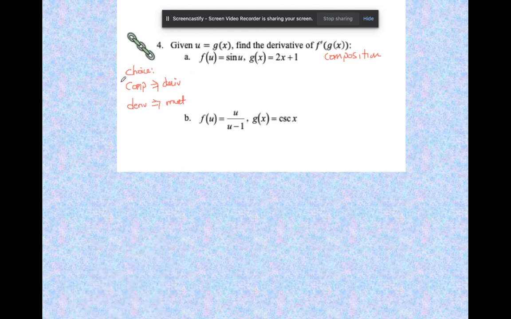So let's do it way one. Do the composition first. F of g of x is sine of 2x plus 1. The derivative f prime of g of x is the derivative of sine, don't touch the middle, times the derivative of the middle.